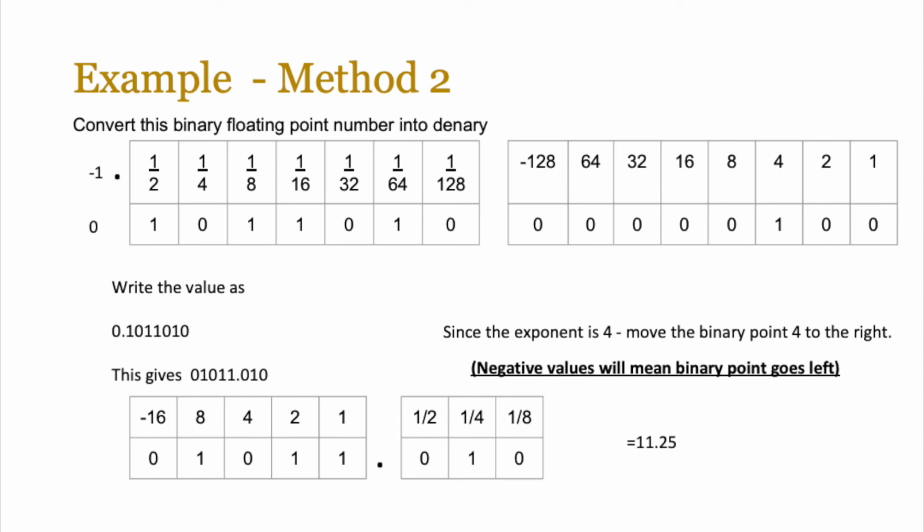Now put all of that in binary format. We know that the left-hand side is going to be the integer part, and the right-hand side is going to be the fractional part. So 0, 1, 0, 1, 1 actually becomes 11, and binary point 0, 1, 0 actually becomes a quarter, which means it's 0.25. So it's a quicker way of getting to the same answer as method 1 by simply shifting the binary point a set number of places depending on the exponent.